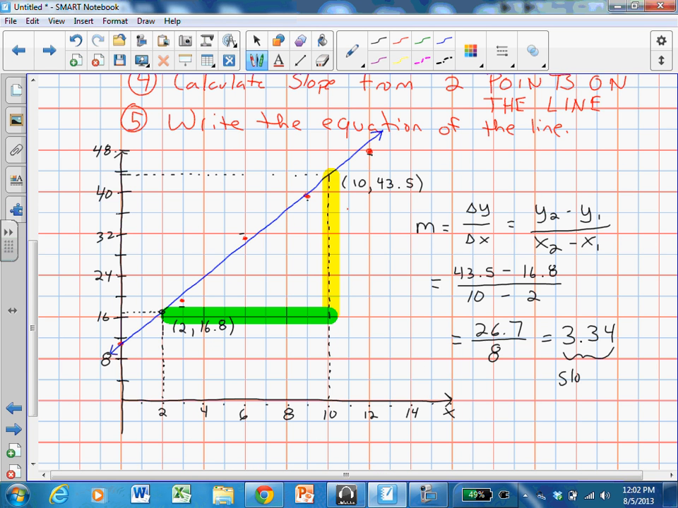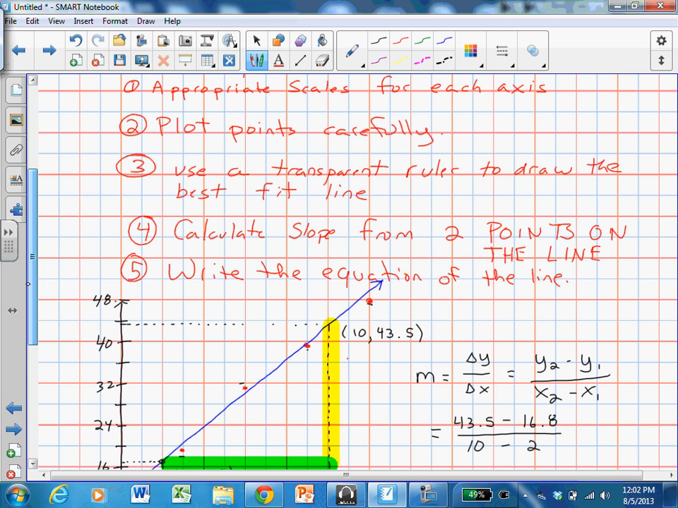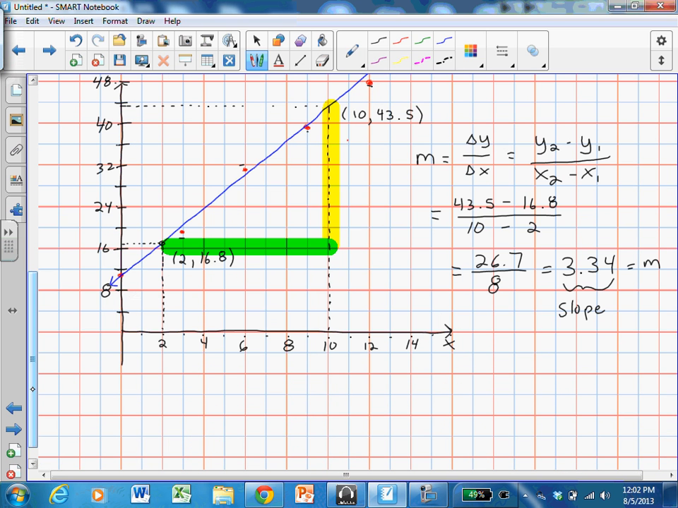Now the y-intercept we can read off, and it looks like it's going right through the data point of 0, 11. So 11 would be the y-intercept. So we have b equals 11. So our formula for this that we calculated would be y equals 3.34x plus 11. And then from that we could do things to calculate, like if say we wanted to extrapolate.